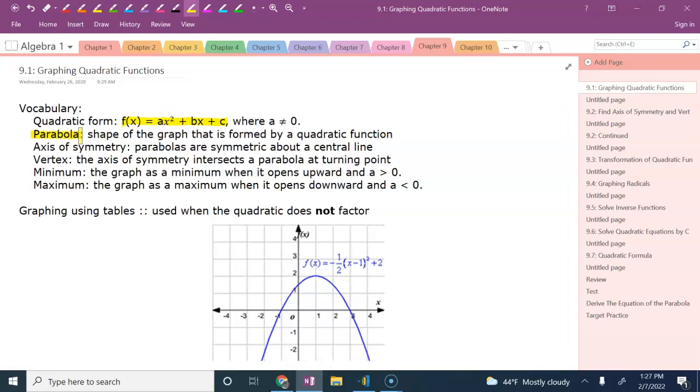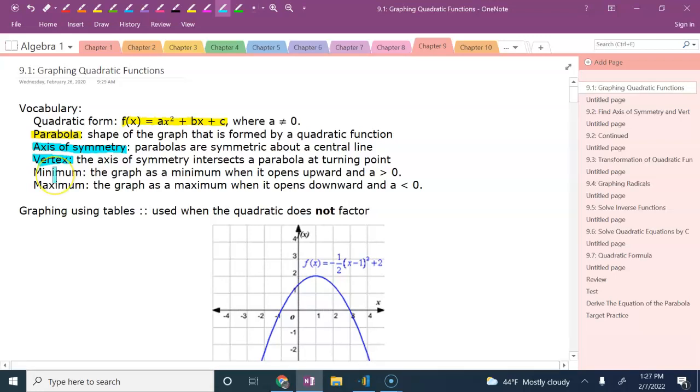A couple of things to know about the parabola. For your quadratic, there's something called the axis of symmetry, which means that in the middle of the graph, there's an invisible line that cuts right down the middle so that the left and the right side of the graph are identical to each other. That axis of symmetry goes through what we call the vertex, which is the turning point for the graph. Right around that point is where the graph decides whether it's going to open up or open down.